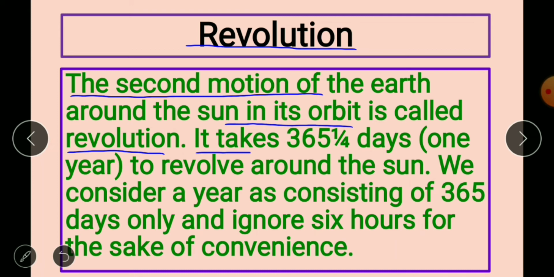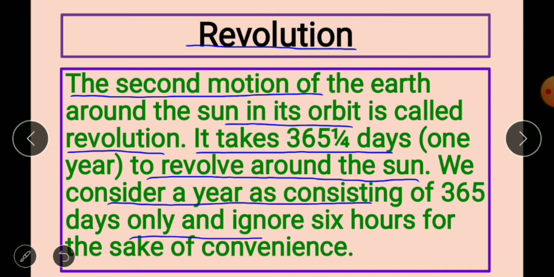It takes 365.25 days, 1 year, to revolve around the sun. That means for completing one circle around the sun, the earth takes 365.25 days. We consider a year as consisting of 365 days only and ignore 6 hours for the sake of convenience. So now you all must be thinking that we have read that there are only 365 days in a year. Here I am telling you that we consider a year as 365 days only and we ignore the 0.25 days, that is 6 hours.